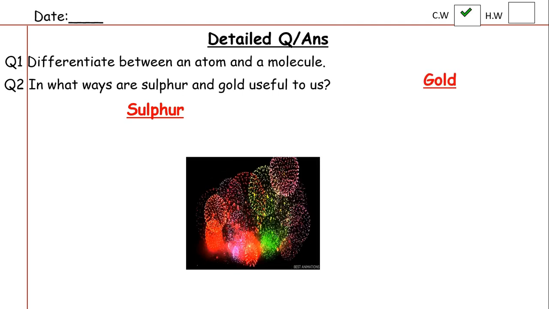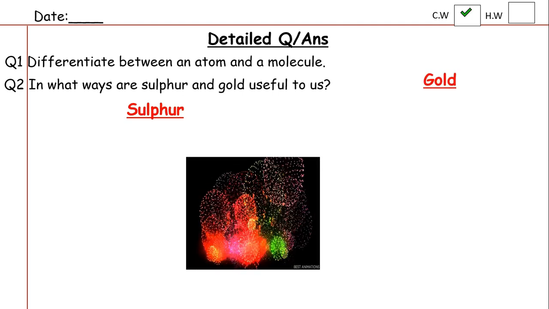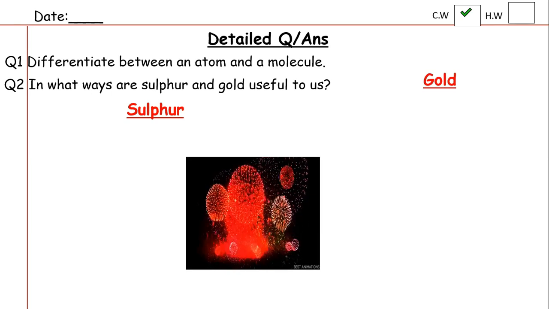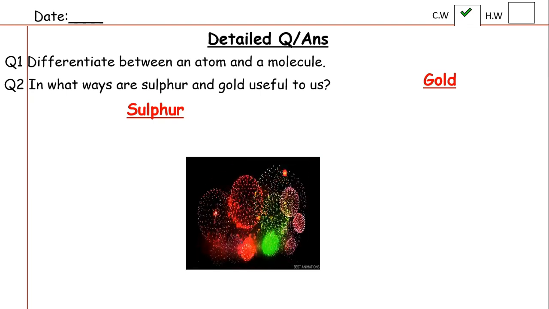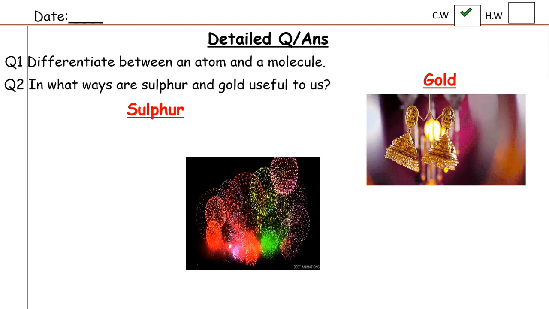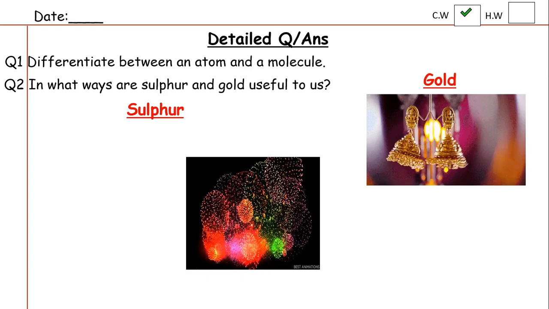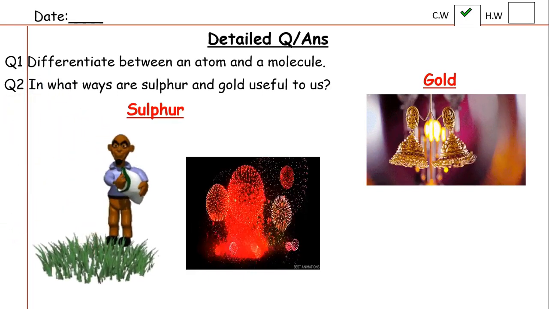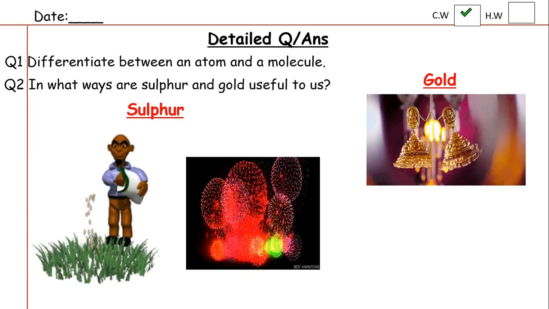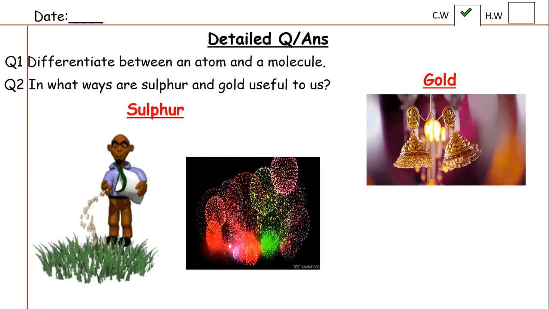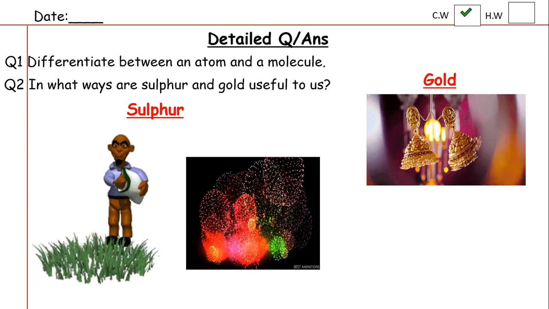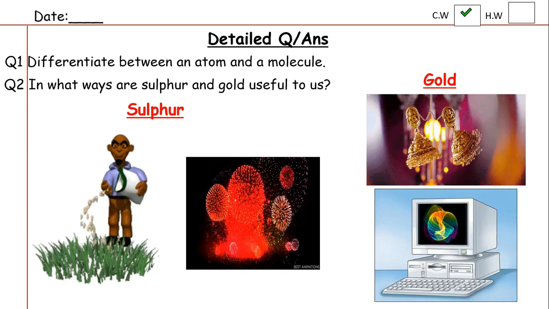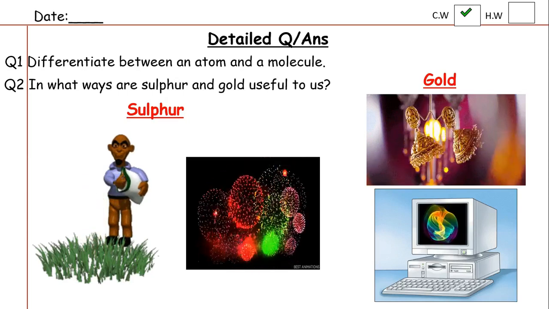While gold is a soft metal, yellow colored, has a luster and is a good conductor of heat and electricity. Usually from gold we make jewelry. Very good. Sulfur is also used in manufacturing fertilizers and insecticides. These are used by our farmers usually. On the other hand, gold is used in manufacturing electronic devices like computers and telephones.